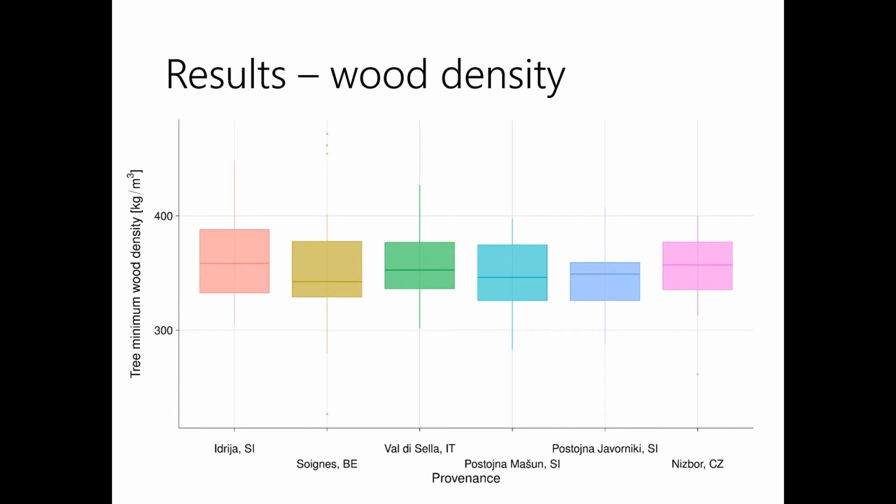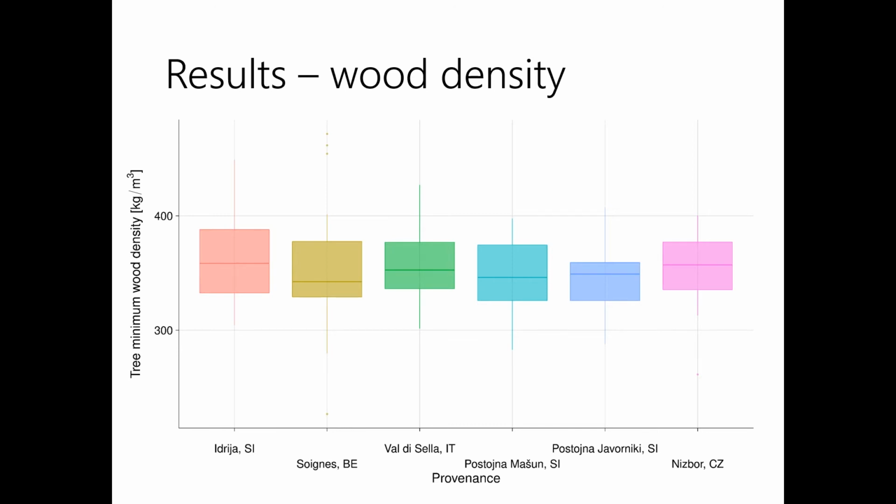When looking at the minimum wood density of each tree, when comparing them across different provenances, there are even smaller differences between them, which would indicate that the minimum wood density is not directly controlled or affected by genetics.